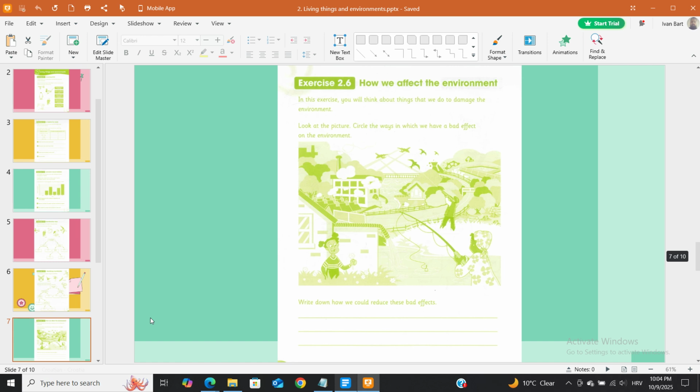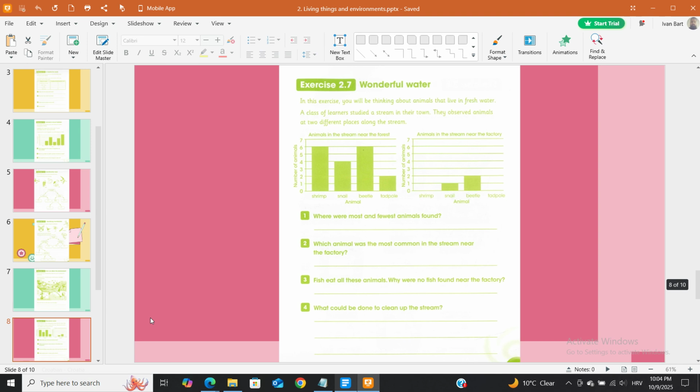Exercise 2.6 How we affect the environment. In this exercise, you will think about things that we do to damage the environment. Look at the picture. Circle the ways in which we have a bad effect on the environment. Write down how we could reduce these bad effects.